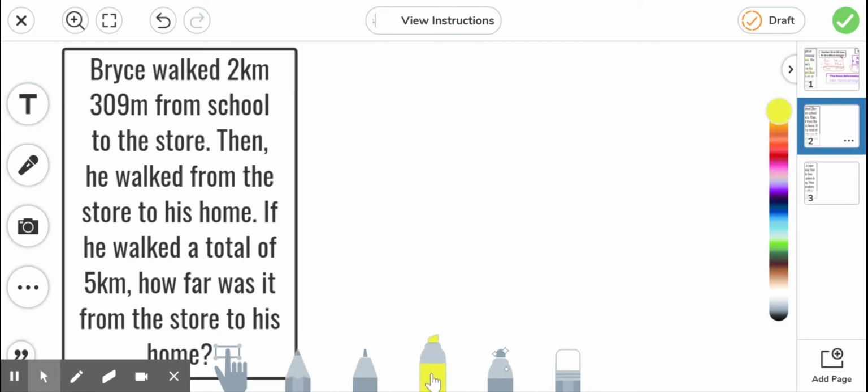Get your highlighter tool ready. This says Bryce walked 2 kilometers, 309 meters from school to the store. I want to highlight that. That's important. So this was from school to the store. Then he walked from the store to his home. If he walked a total of 5 kilometers, how far was it from the store to his house?